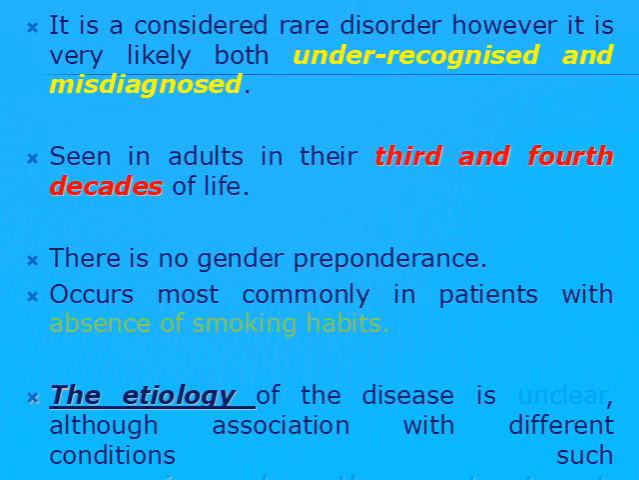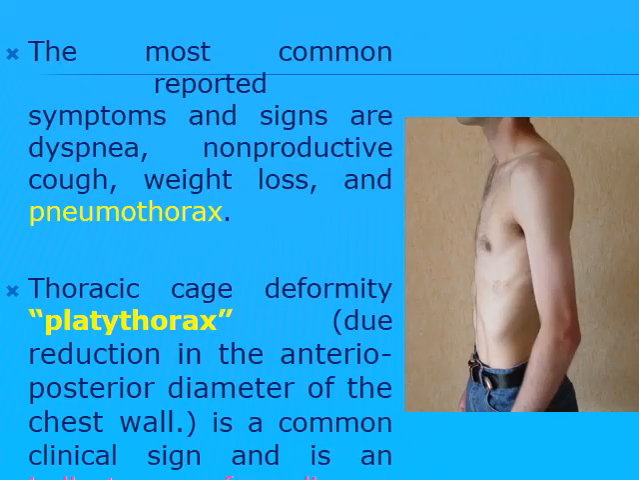It is considered a rare disorder. However, it is very likely to be under-recognized and misdiagnosed, as I've told you. It is seen in adults in the 3rd and 4th decades. There is no gender predominance. It occurs most commonly in patients with no smoking habits. The etiology of the disease is unclear. The most commonly reported symptoms and signs are dyspnea, non-productive cough, weight loss, and pneumothorax.